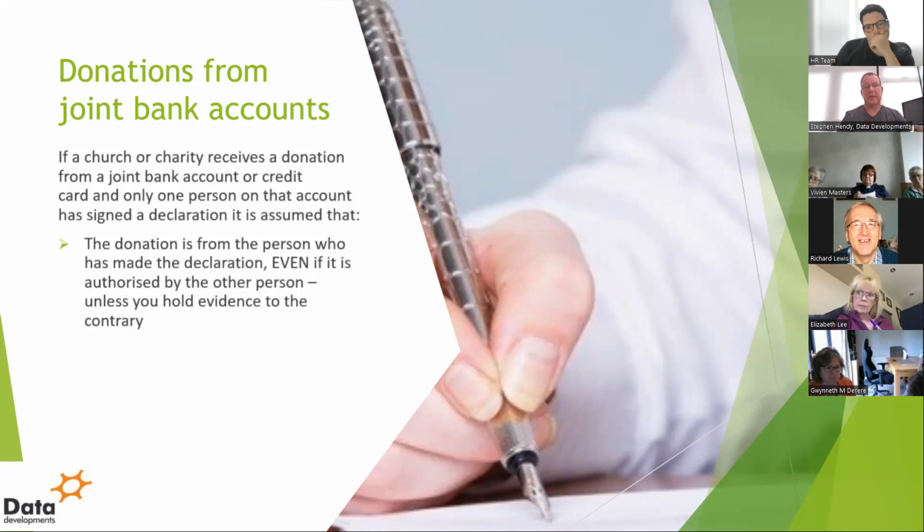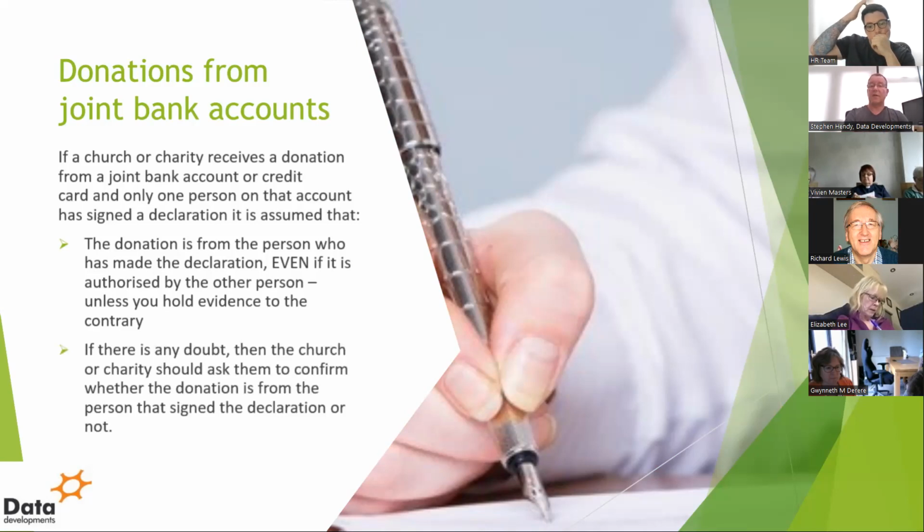that signed the declaration. So even if it's a joint bank account or joint credit card, it doesn't make any difference. You can still claim it as Gift Aid. The only difference is if you hold evidence to the contrary. So if you know it came from me and I hadn't signed a Gift Aid declaration, then fair enough, you can't claim Gift Aid, because you know it's come from a person that's not holding a declaration. Again, just to cover that off, HMRC say if there is any doubt, then you should check with the donor to see whether it has come from the person that signed the declaration or not. But otherwise, you can assume it's come from the one that has.